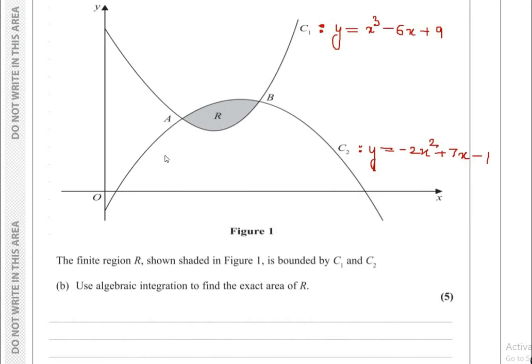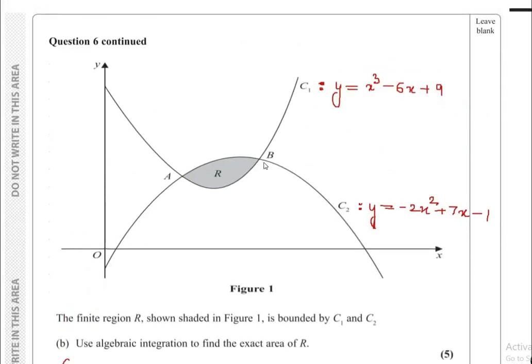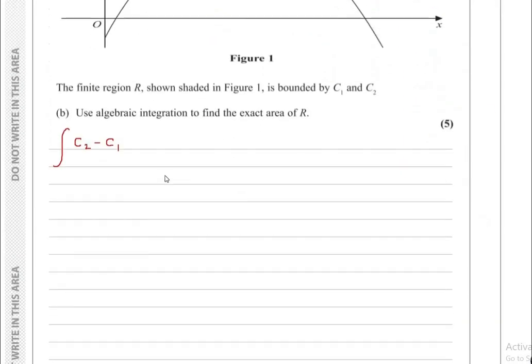Now for the integration, we can clearly see the curve C2 is above the curve C1. So we are going to write it as the integration of curve C2 minus curve C1, because the curve C2 is above. You can see this is above, and the C1 is below. So it becomes C2 minus C1.